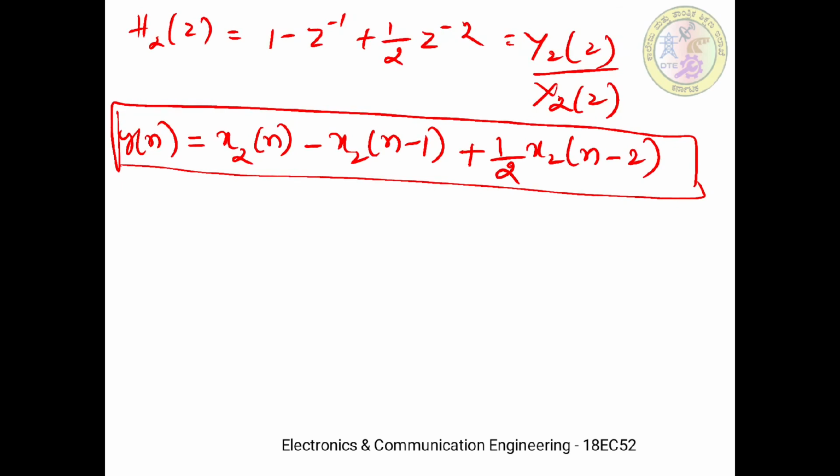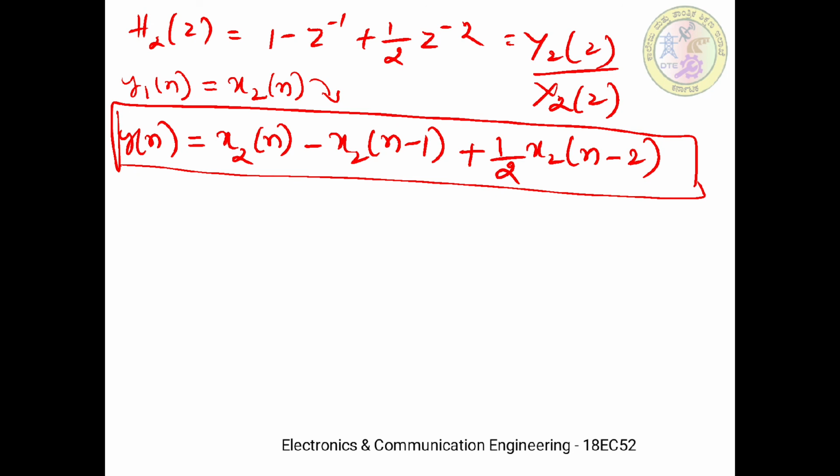Now why is it x2 here? Because whatever y1 of n is, this acts as the input x2 of n for the second stage. That's why we are able to write the second stage difference equation like this. Now, as we have y1 of n as well as y2 of n, which is nothing but the final output y of n, we can draw the cascade realizations.